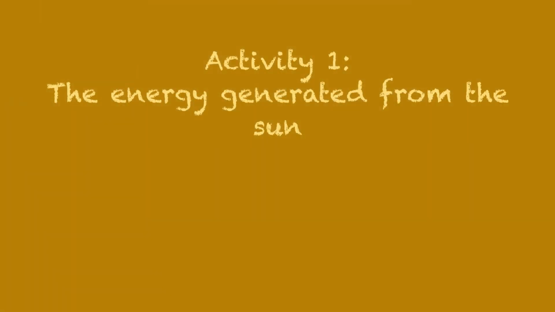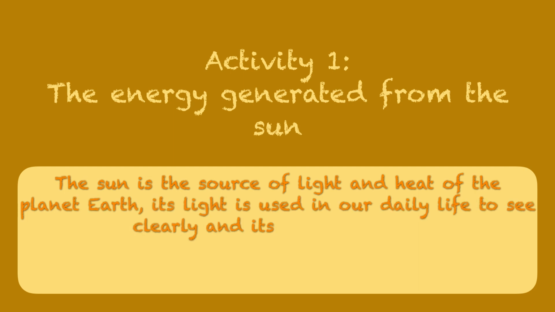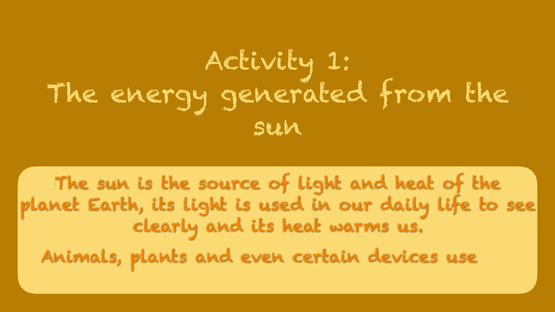The sun is the source of light and heat of the planet Earth. Its light is used in our daily life to see clearly, and its heat warms us. Do you think only humans will get benefit from the sunlight? For sure, no. Animals and plants and even certain devices use the sunlight as well.